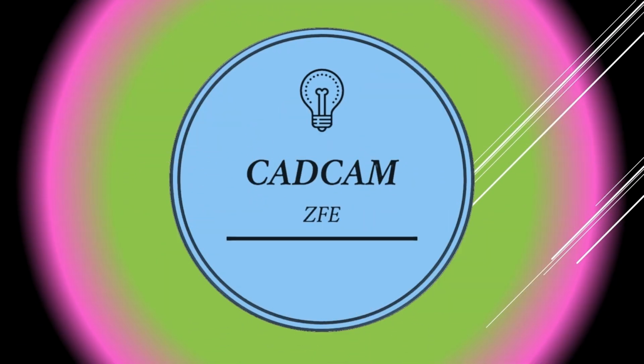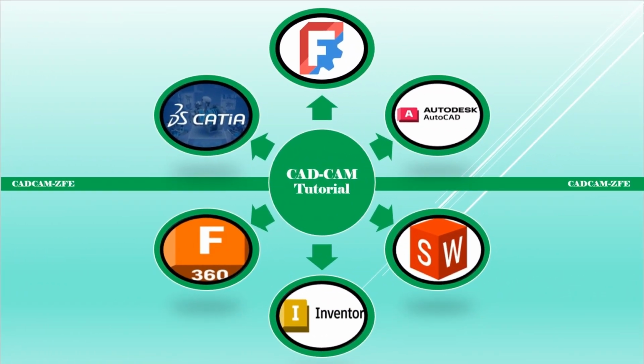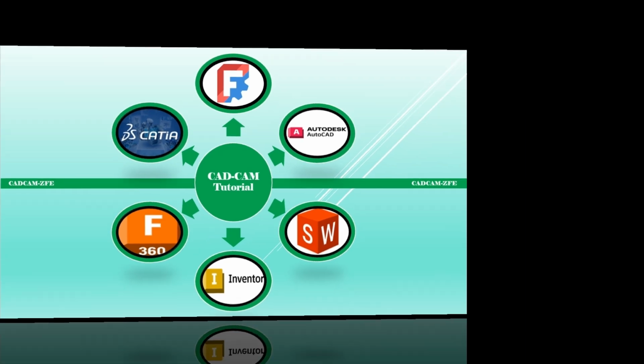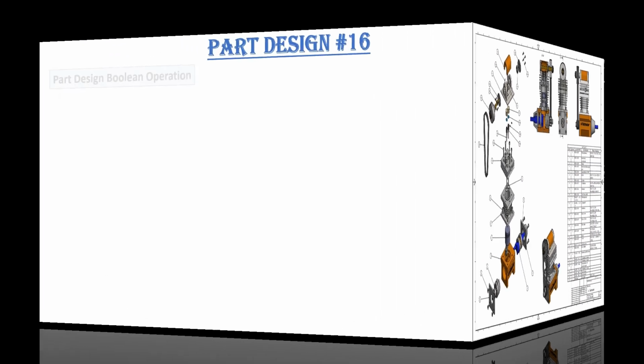In this tutorial, you learn about the application of the Part Design Boolean operation tool. The available options for this tool are Fuse, Cut, and Common. You also learn the several ways to invoke this tool.